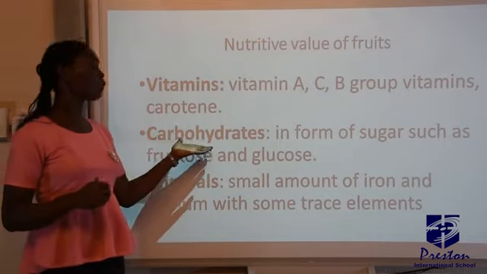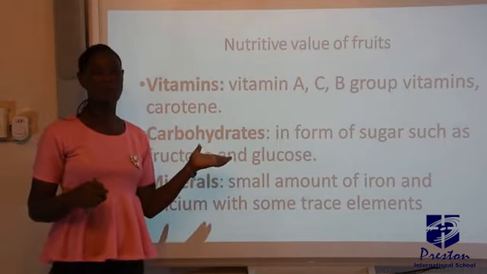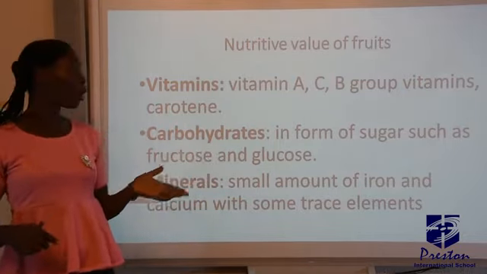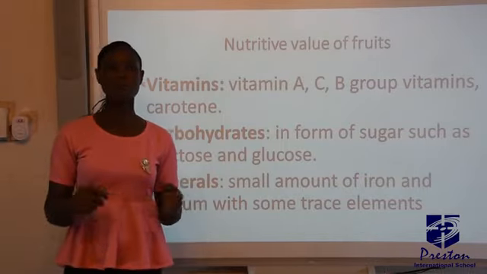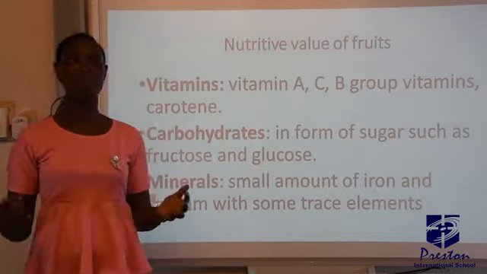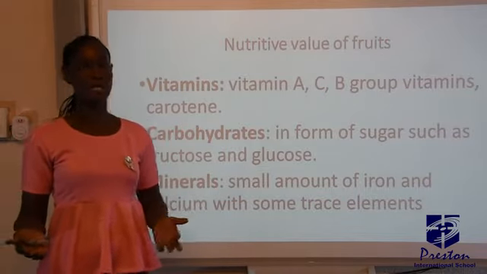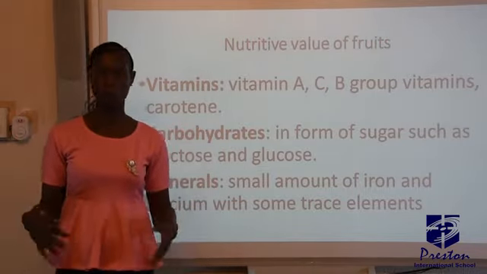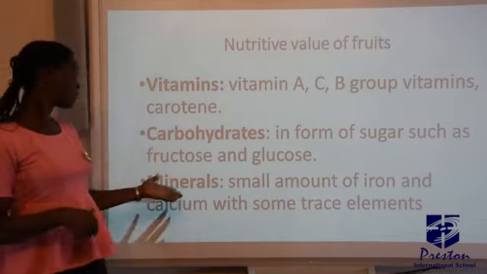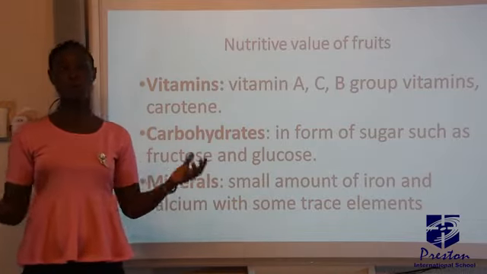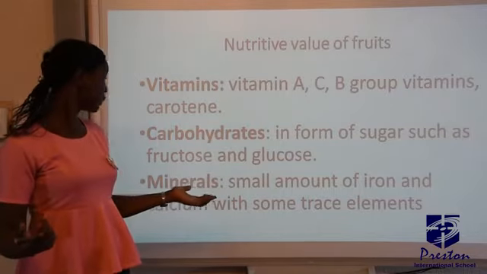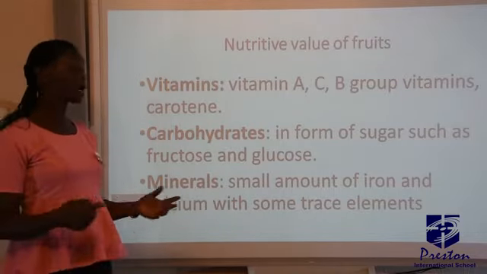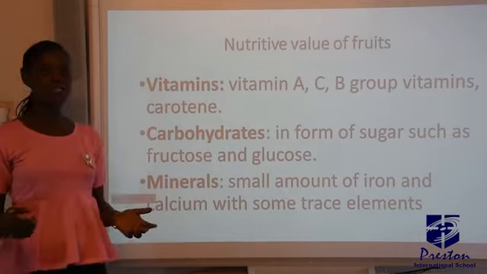They are good sources of carbohydrates. And the carbohydrates in fruits are in form of fructose and glucose. Also, we have some carbohydrates that are in form of roughages that help in emptying our bowels. Then we have minerals. Though we have small quantities of minerals in fruits, the minerals include iron and calcium with some trace elements.